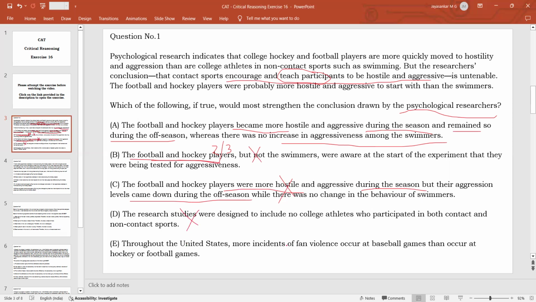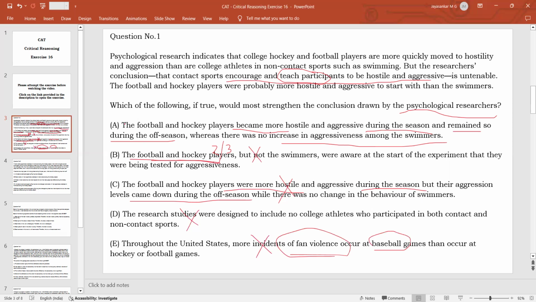And option E: throughout the United States, more incidents of fan violence occur in baseball games than in hockey or football games. So it is talking about another contact sport, baseball, and it is talking about the fact that more fan violence is occurring. So we are talking about fan violence here. Fan means the spectators. Our question is only about the players who are participating in the sports, not about the fans. So whether the baseball games are having more fan violence or hockey or football games, it is not going to affect our conclusion, because the conclusion is regarding the participants, not the fans. That is why this is again wrong.